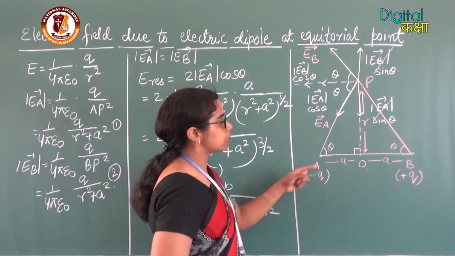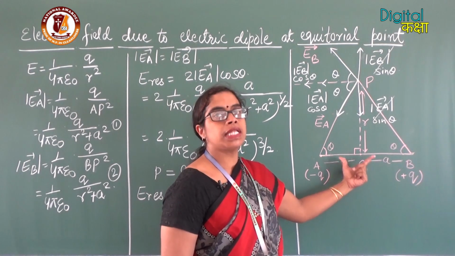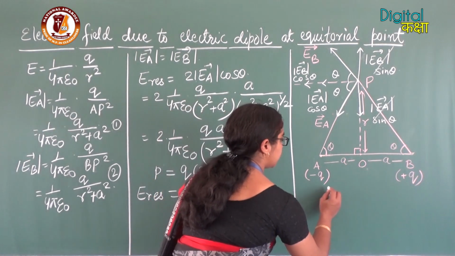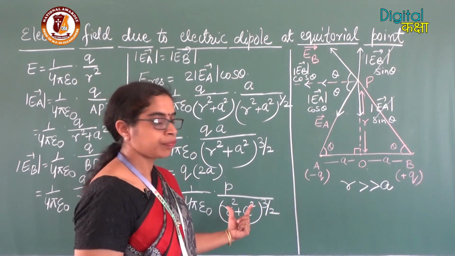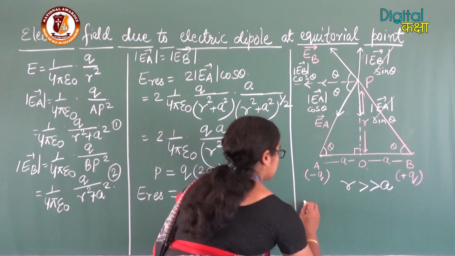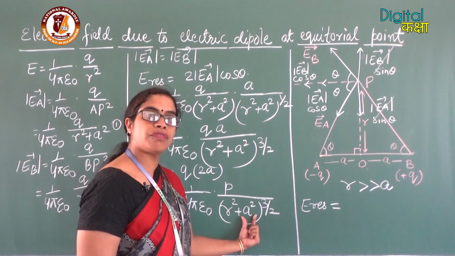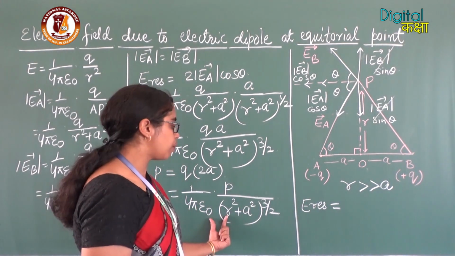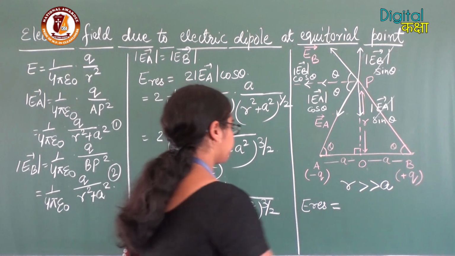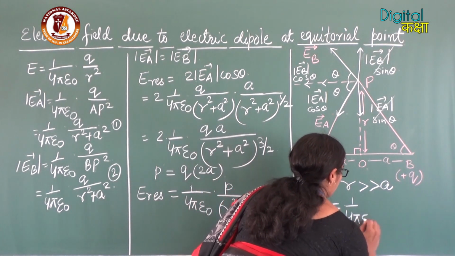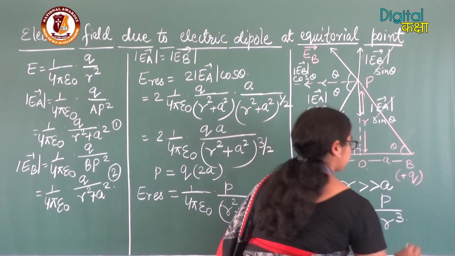By considering the case when this point P is very far away from the dipole, mathematically we take the condition R very much greater than A. In this formula, the change is obtained by ignoring the value of A square with respect to R square, and by substituting this condition, I get the formula as 1 upon 4 pi epsilon naught, P upon R cube.